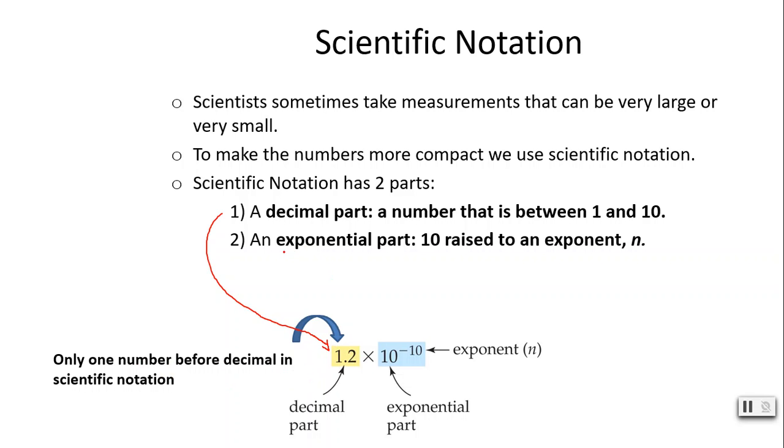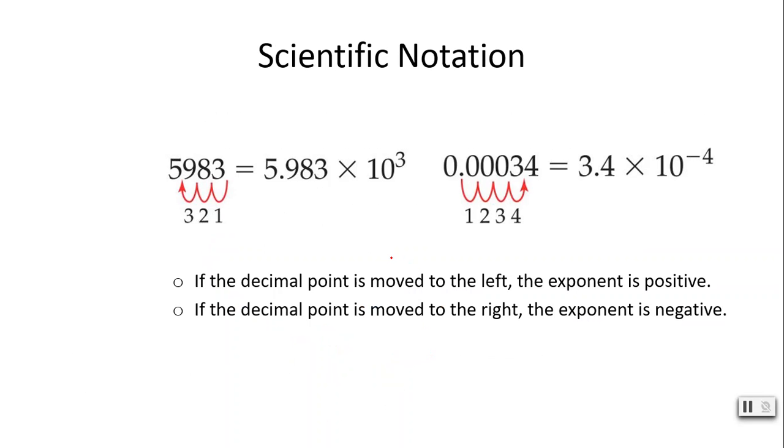The second part is the exponent part, and the exponent part is always times 10, and that 10 is raised to some exponent. That exponent tells the scientist the direction and the number of times the decimal in the original number needed to be moved to get it to where it is in your scientific notation. So, what exactly does that all mean?